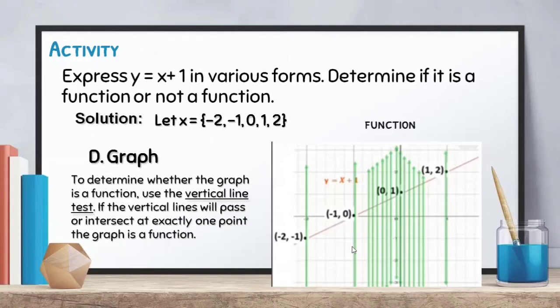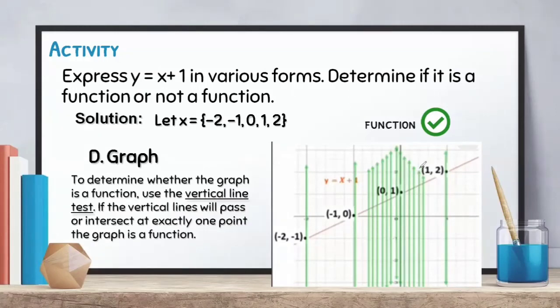Okay. So to determine whether the graph is a function, we're going to use the vertical line test. If the vertical lines will pass or intersect at exactly one point, the graph is a function. So this is our graph, right? This is our line, okay? So we're going to draw a vertical line. And if that vertical line passes at exactly one point or intersect at one point in our graph, therefore it is a function.